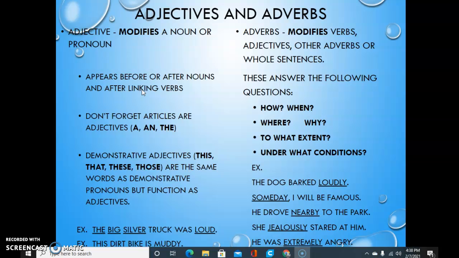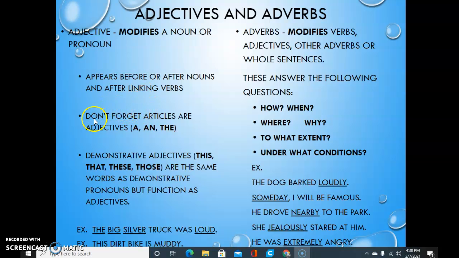So, for instance, you could have a happy baby, such as the happy baby drank the bottle. And happy, of course, is modifying baby. And you could also have the baby was happy. Certainly in that case, happy comes after that linking verb was. And of course, it's linking baby to happy there.